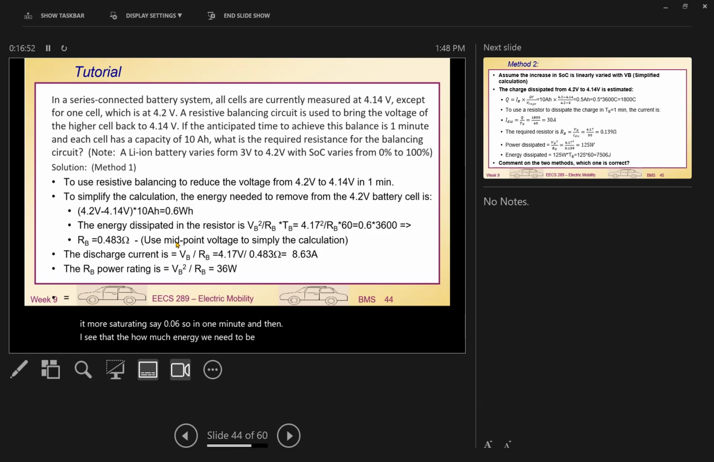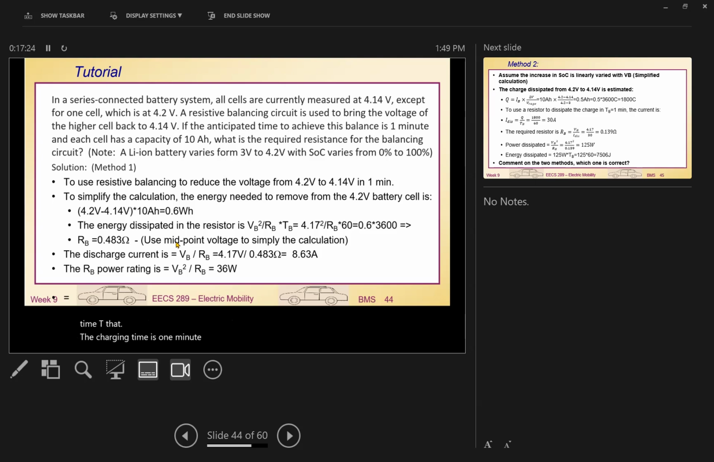One student tried to say: 4.2 volt minus 4.14, multiplied by the charge, is the energy that needs to be removed, 0.6. And then this energy, 0.6 multiplied by 3600 seconds, we convert hours into seconds, this becomes joules. And then this will be V squared over R, where R is the resistor we want to calculate, and T, the discharging time, is 1 minute, 60 seconds.